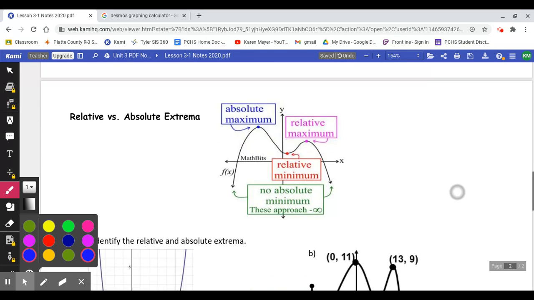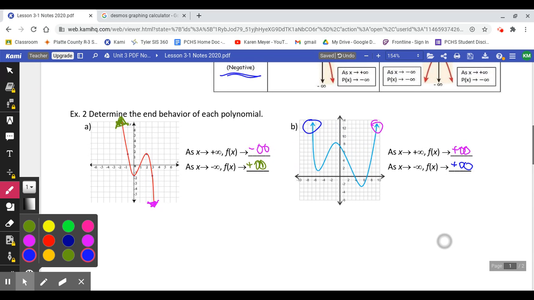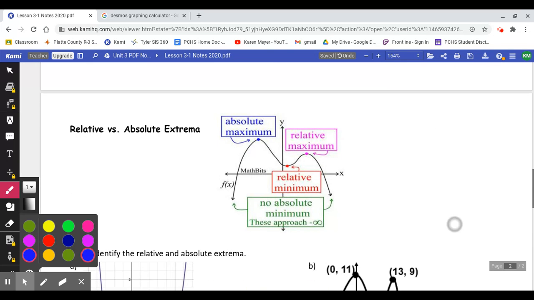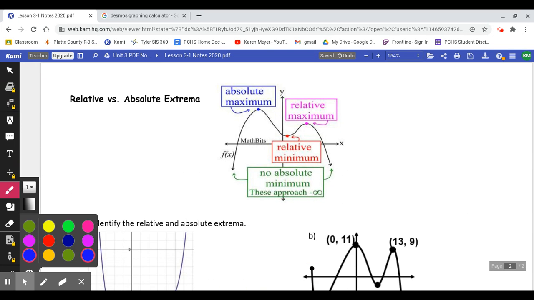And like I said, if you don't have a graph, then you can go back to the chart and use the chart, or you can graph it with a graphing technology and look at the picture that way.